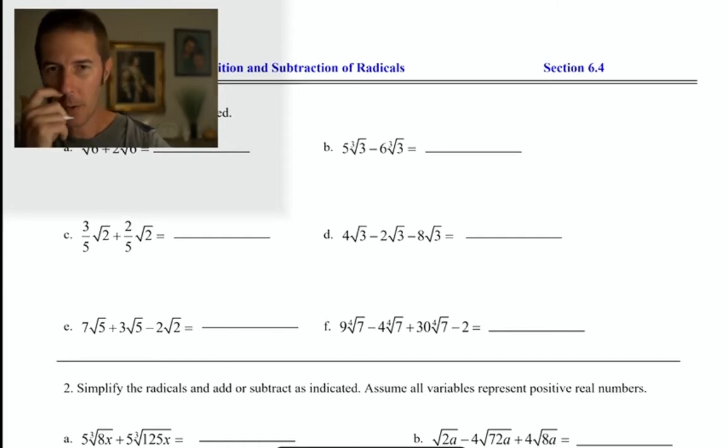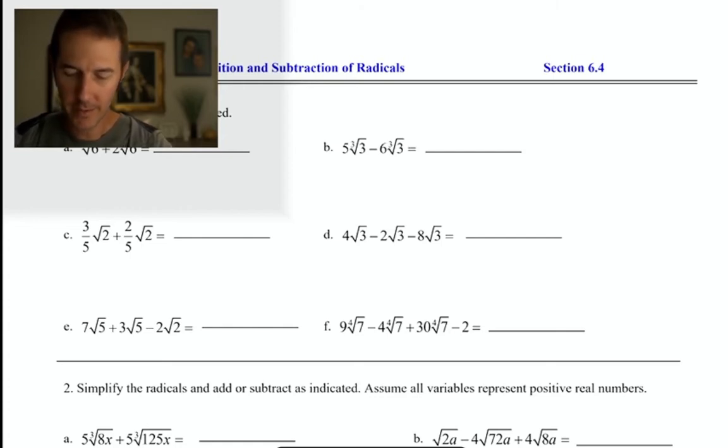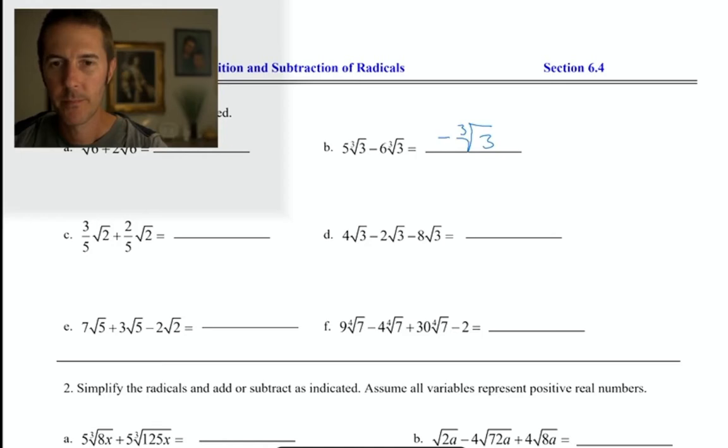Let's go over to part B that says 5 cube roots of 3 minus 6 cube roots of 3. So the 5 and the 6 are telling us how many, and the cube root of 3 is what it is that we're actually subtracting. So I've got 5 of them, take away 6 of them, I end up with -1 of them. -1 what? -1 cube root of 3. Is it really that simple? It's really that simple. Isn't that nice for a change?